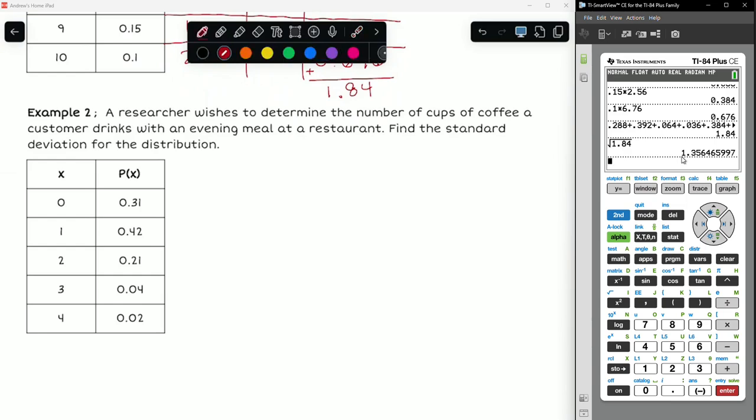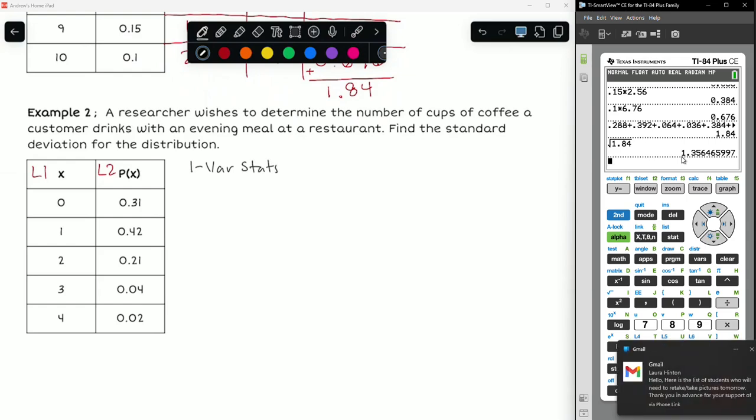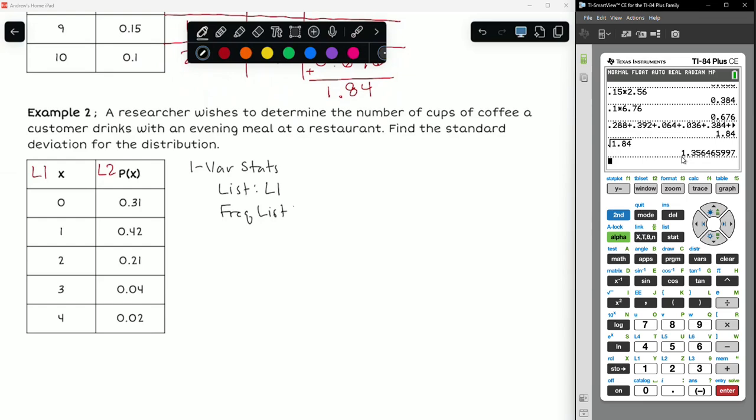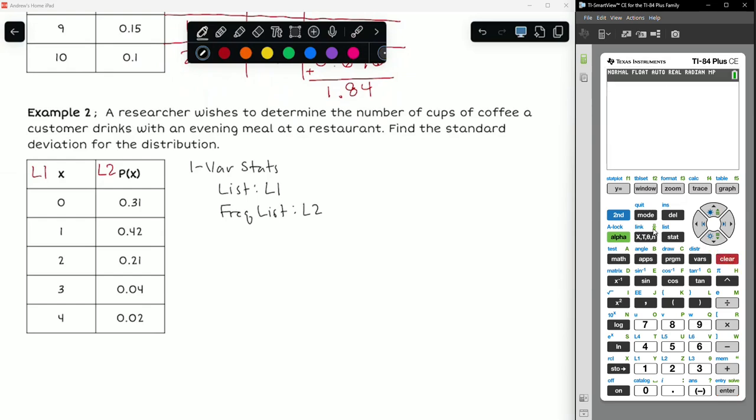In order to do this on a calculator, I'm going to treat this just like I would grouped data when I'm calculating means for raw data. I'm going to put my x values in list 1, I'm going to put my probabilities in list 2, and then I'm going to run one-var stats, where my list with my raw data is list 1, and my frequency list is list 2, because probabilities function the same as relative frequencies. So let's go ahead and do that on our calculator.